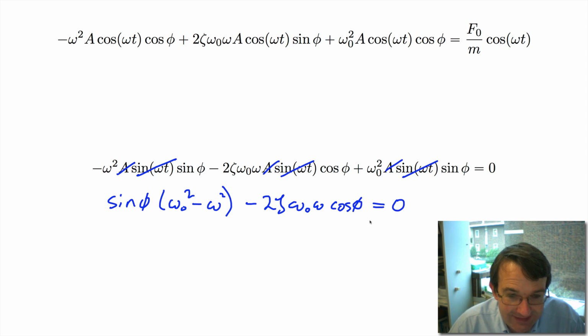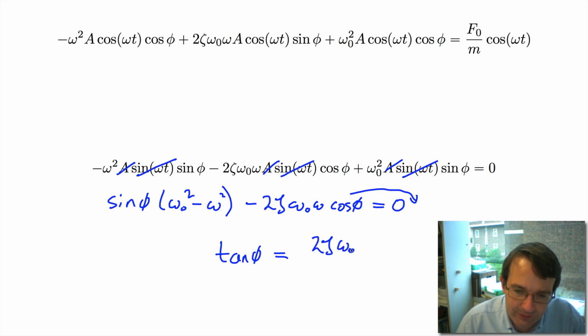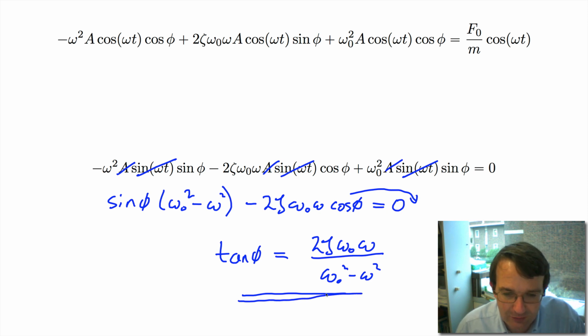Well, that's an easy equation to solve for phi here. All I have to do is move this term over to this side of the equation and divide through by cosine phi. And what I'm going to end up with is tangent of phi, because that's just sine divided by cosine. And that is going to be equal to 2 zeta omega naught times omega divided by omega naught squared minus omega squared. So I found a solution for this constant phi, which is the phase difference between the driving force and the response of the system.